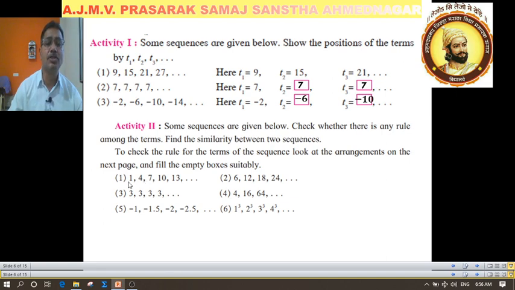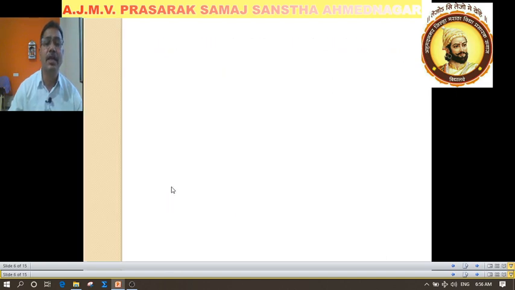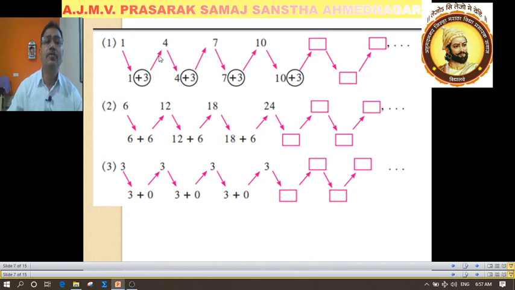Now first of all, consider the first sequence 1, 4, 7, 10, 13 and so on. If you observe, the second term 4 exceeds the first by 3. So if we add plus 3 in the first term, we get the second term. If we again add plus 3 in the second term, we get the third term. So 1 plus 3, 4, 4 plus 3, 7, 7 plus 3, 10, 10 plus 3, 13 and so on.